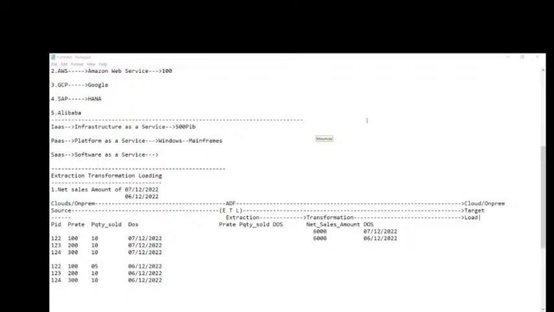Does this one include data lake, Databricks? Yes, yes. Okay, that's it. Any other doubt you have, you can ask me.